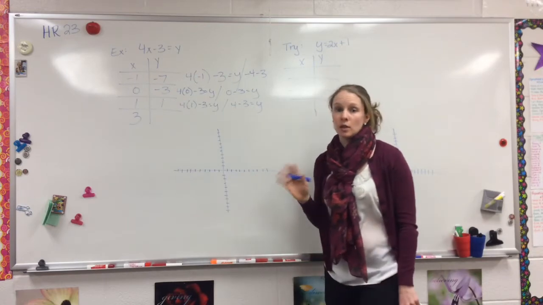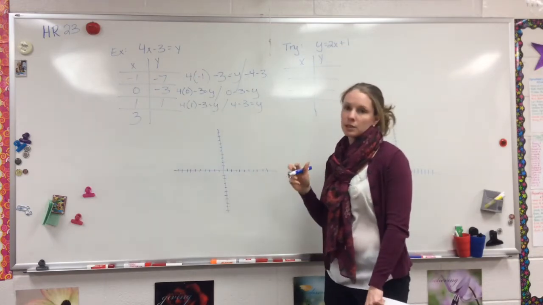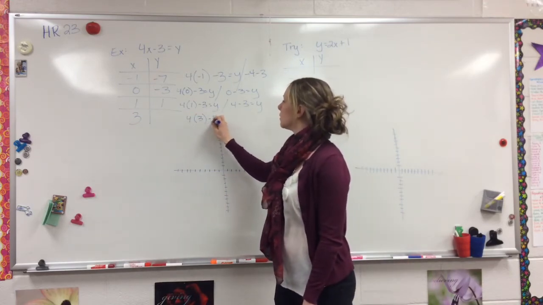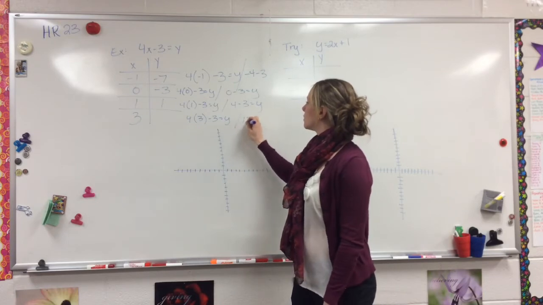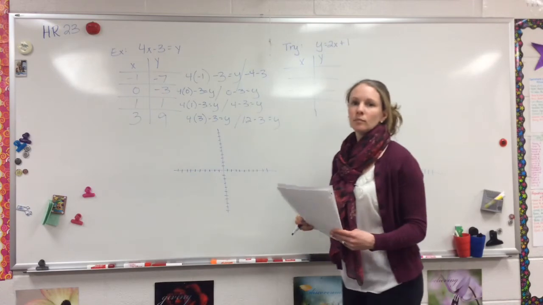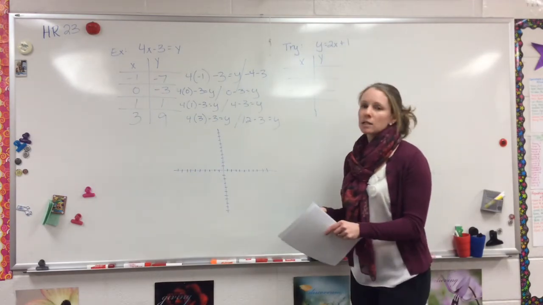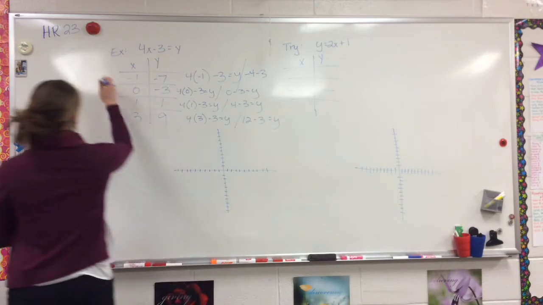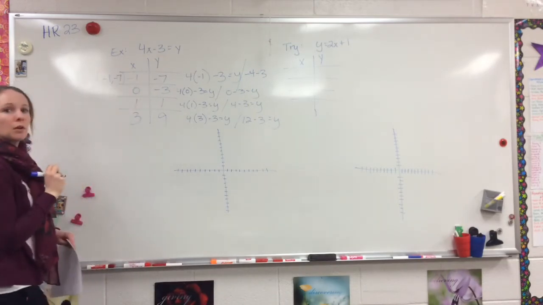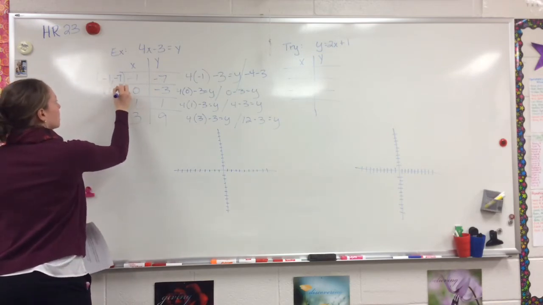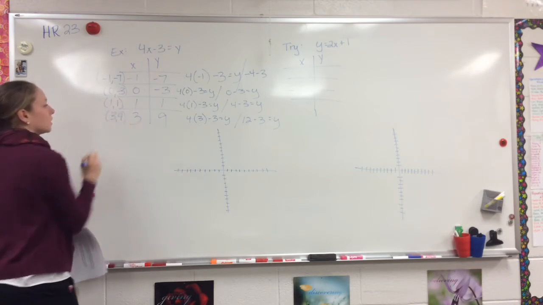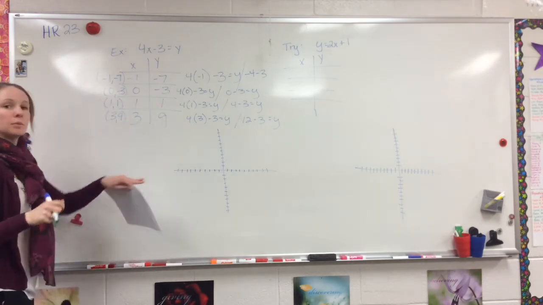Again, if you need to pause the video, just ask the substitute to pause the video so you can get your notes down. And for 3, we'd have 4 times 3, take away 3 equals y. 12 minus 3 is 9. Now, as I said earlier, each x and y pair makes an ordered pair. So you can write ordered pairs: (-1, -7), (0, -3), (1, 1), and (3, 9). With those values, you can plot them on your graph.